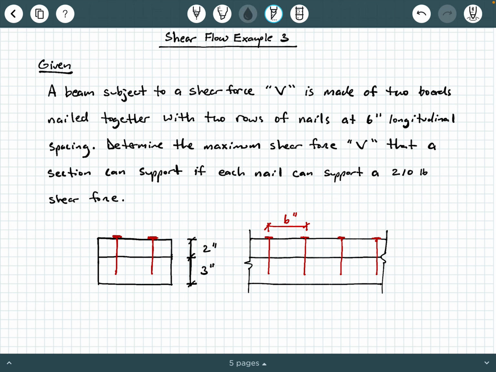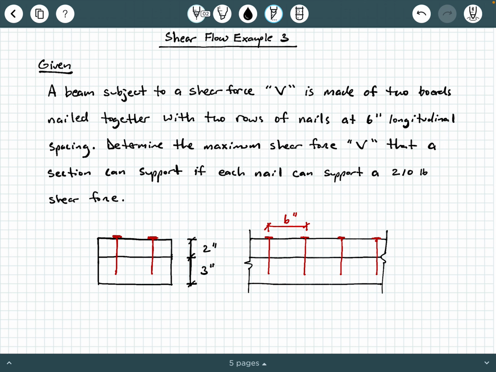So let's go ahead and get started. Given to us, we're being told that a beam subject to a shear force V is made of two boards nailed together with two rows of nails at 6 inches longitudinal spacing. And then we're being asked to determine the maximum shear force V, same V that we set up here, that a section can support if each nail can support a 210-pound shear force, okay?